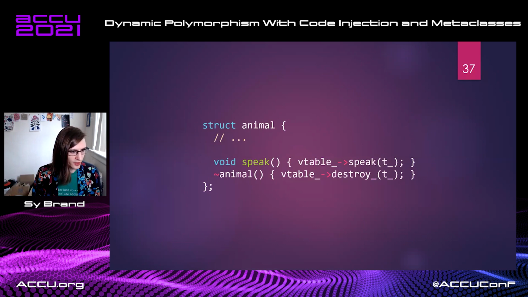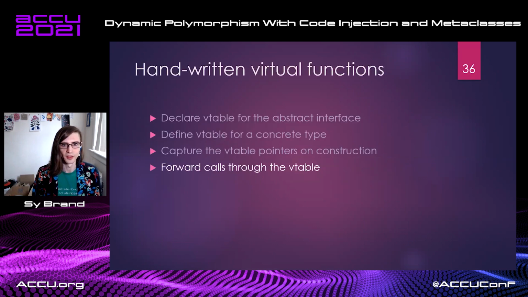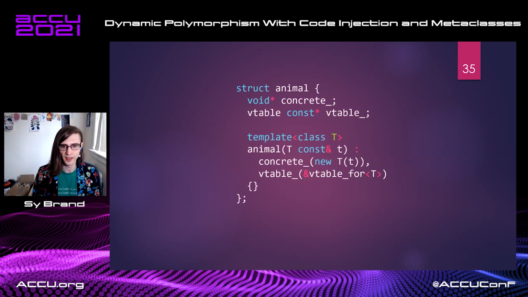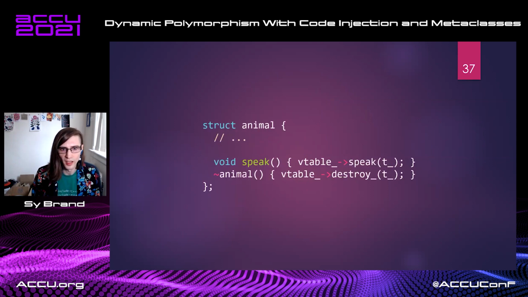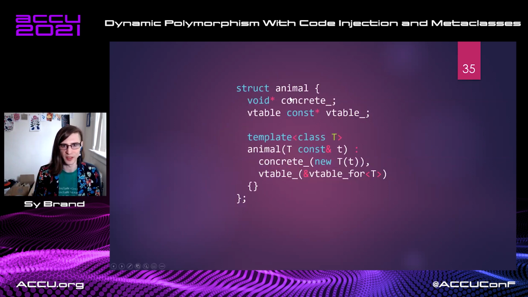And can I show again the t underscore definition? Sorry, that t underscore should be concrete underscore, but it's right here. It's the void star, which we create a copy of our constructor argument from.